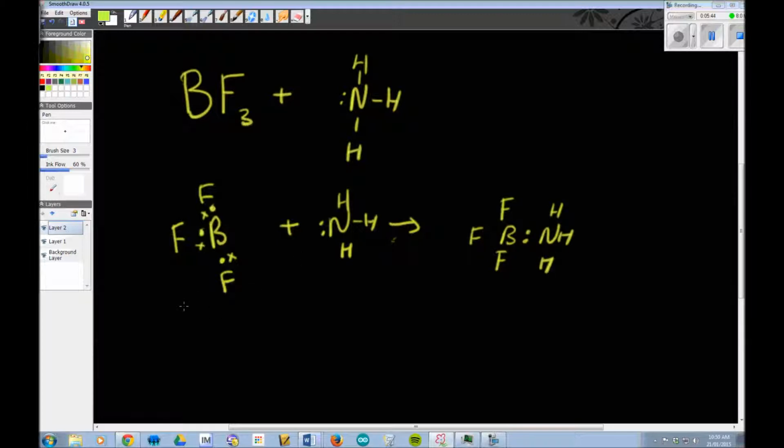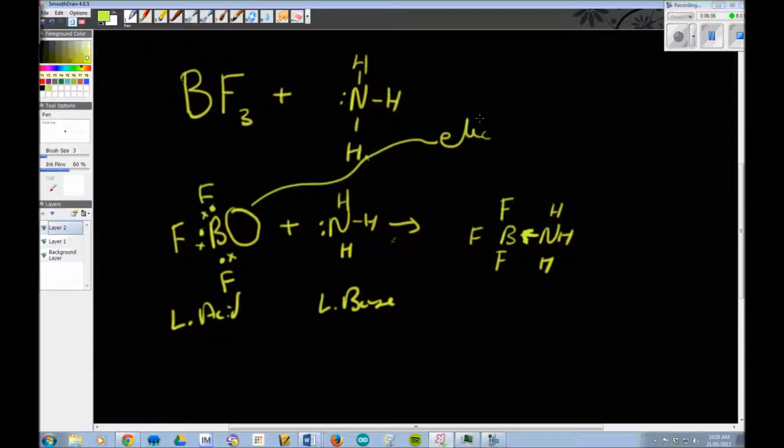Okay, so in this case, this is a Lewis acid, and this is a Lewis base. So we would draw an arrow this way. We make a dative bond. So this is our electron acceptor. I'm not sure, is that how you spell acceptor? And this is our electron donor.